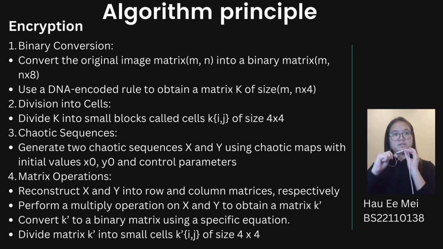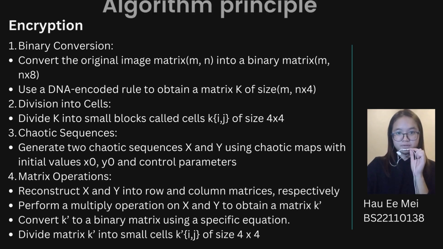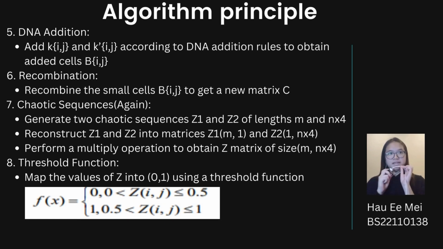The fourth step is matrix operations, where we reconstruct x and y into a row matrix and a column matrix respectively. Then we perform a multiply operation on x and y to obtain a matrix K prime. We convert K prime to a binary matrix using a specific equation, and divide it into small cells K prime ij of size 4 by 4. The fifth step is DNA addition, where we add Kij and K prime ij according to the DNA addition rules to obtain the added cells Bij.